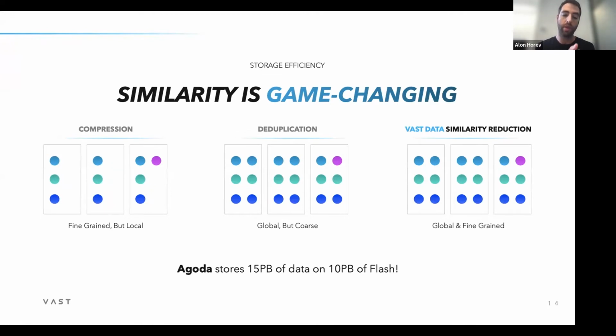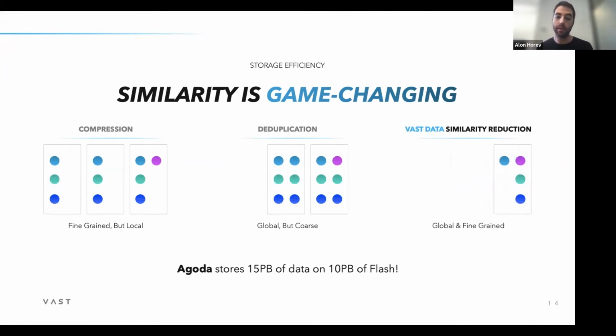Compression works within a block; it would find similar data within a 32K block. Deduplication works across different blocks, and similarity is somewhat a combination of these two mechanisms. Just to give you an example, Agoda stores 15 petabytes of data on 10 petabytes of flash, and that's even after the majority of the data is already compressed. Which means there's duplication of data, similar files that compress the same, and eventually Zstandard compression can even get a bit more on top of existing compression algorithms.